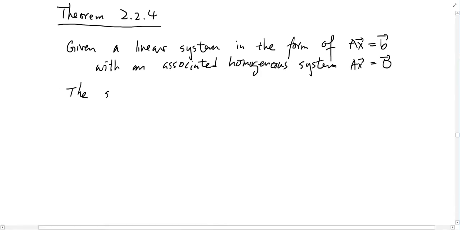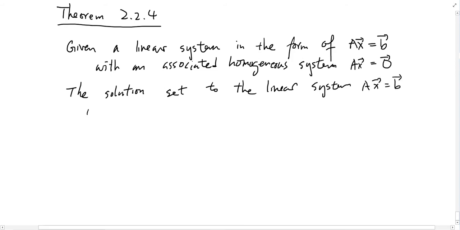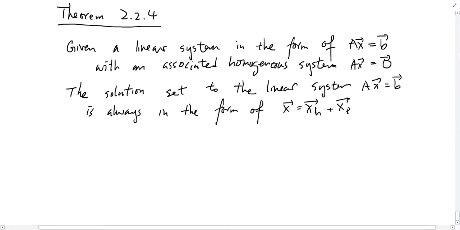Then the solution set to the linear system A vector x equal to vector b is always in the form of vector x is equal to vector x sub h plus vector x sub p. So what are these two things? What is vector x sub h and vector x sub p?